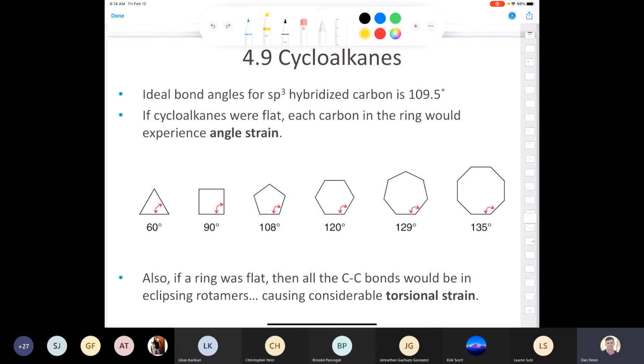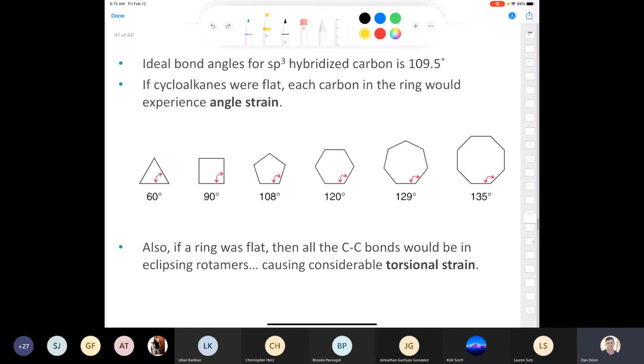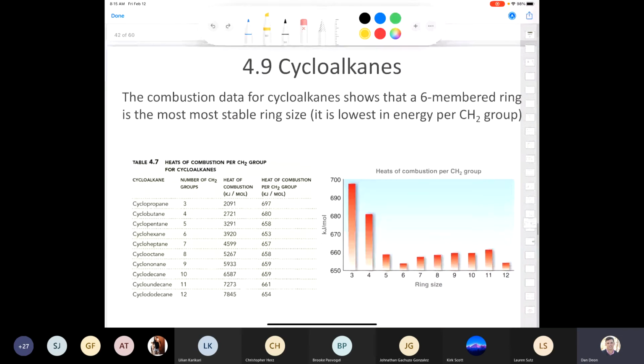If a ring was flat, then all of the carbon-carbon bonds would be eclipsing each other. I'm not going to go into that in gross detail. When we look at cyclobutane, and in cyclopropane to some degree, I'll show you why that is. But that would cause a crazy amount of torsional strain. And so the bottom line is that cycloalkanes do everything in their power to not be planar, because when they're planar, that's going to be high energy.